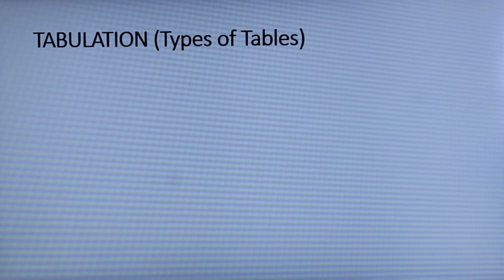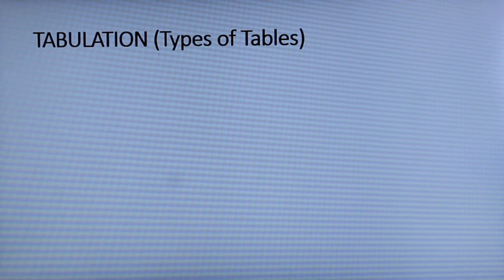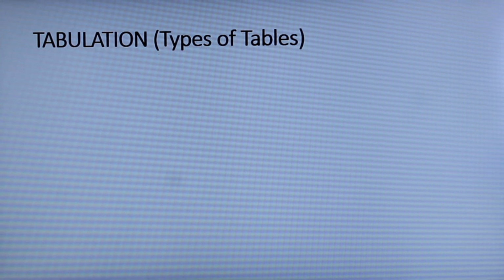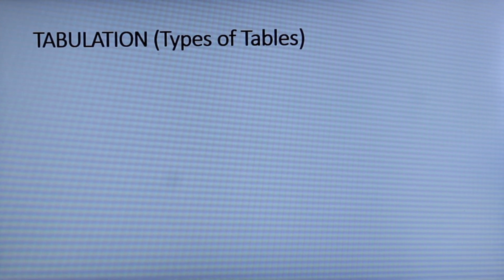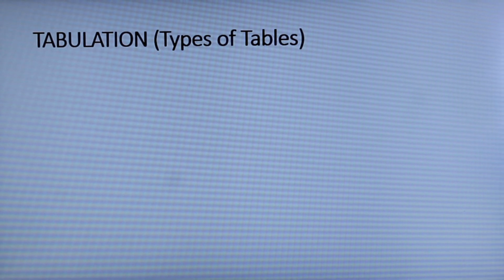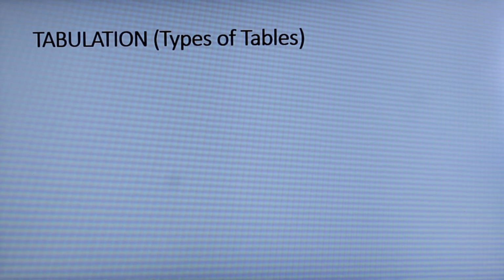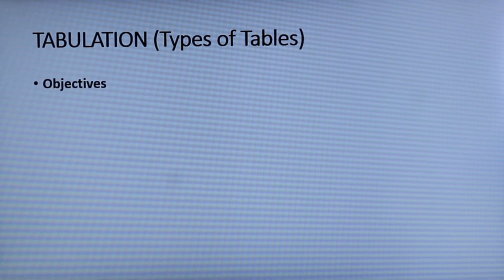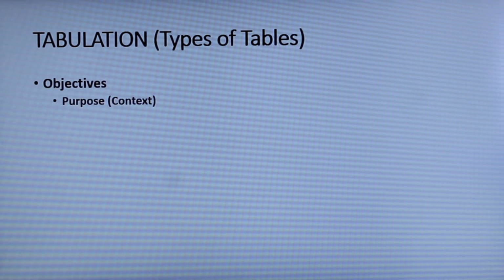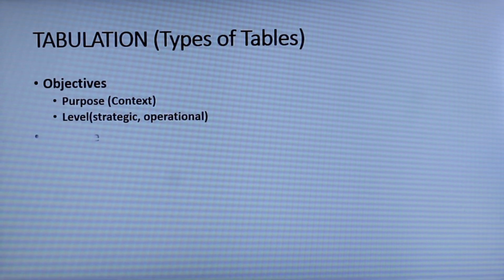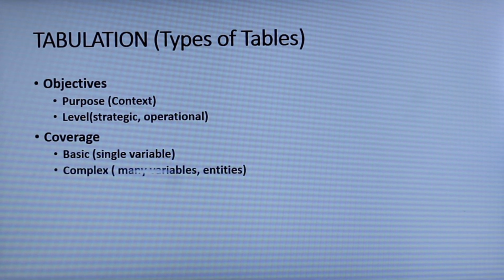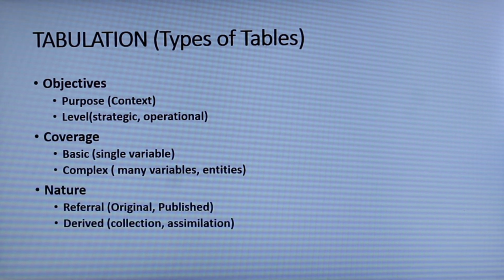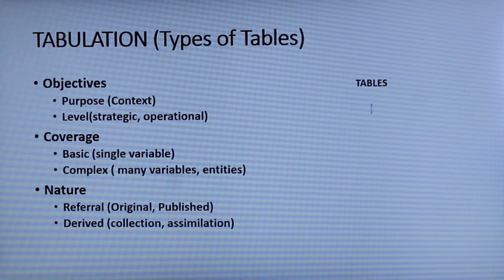Now, having said certain things about data, let us try to understand that data needs to be put into a meaningful form, and one way of doing that is by way of tabulation. Under tabulation we will understand the different types of tables which we generate for different purposes, but they are broadly classified as objective, coverage, and nature.